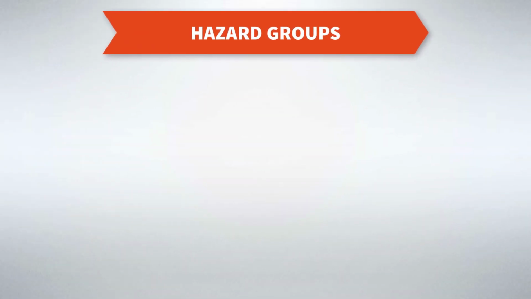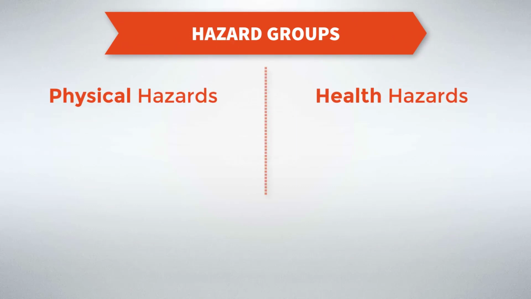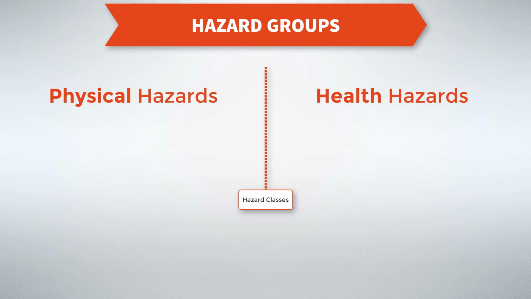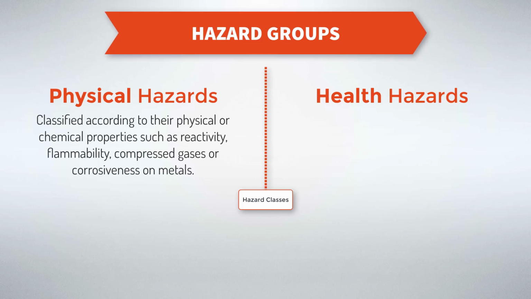WHMIS 2015 applies 2 major hazard groups, physical and health. And each of the 2 hazard groups has hazard classes that are characterized by specific hazardous properties. Physical hazards group. The hazardous products in this group have been classified according to their physical or chemical properties, such as reactivity, flammability, compressed gases, or corrosiveness on metals.